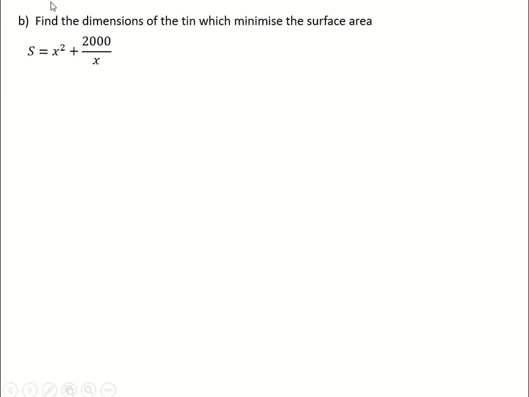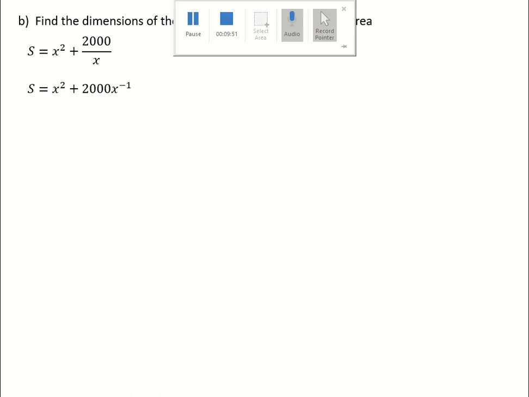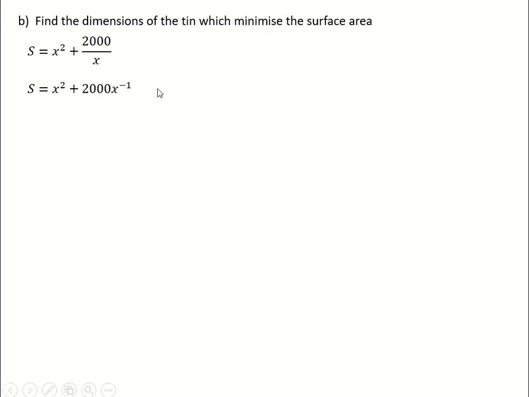So a couple of things to think about here. We're differentiating S with respect to X. But if I'm going to differentiate this, I want it in differentiable form, so I need to change this around. 2000 over x is the same as 2000x to the power of -1. So now it's in differentiable form. Now I can differentiate, and I want to write it properly. I'm finding ds by dx.